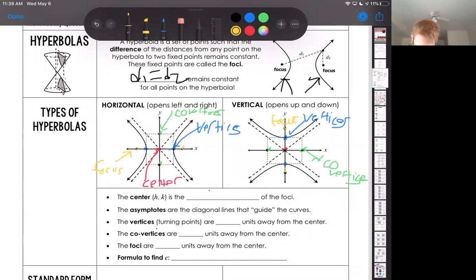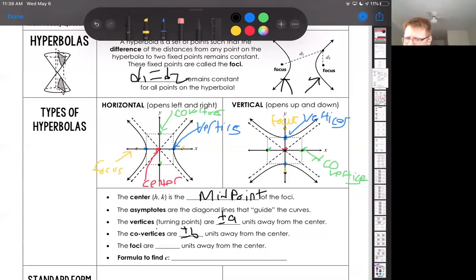Talking about this, the center is the midpoint, right in the center between the two focus points. The asymptotes are diagonal lines that guide the curves. Like I said, they help us get a more accurate graph of our hyperbola itself. The vertices, or the turning points as they're called, are plus or minus a units away from the center. The co-vertices are plus or minus b units from the center.